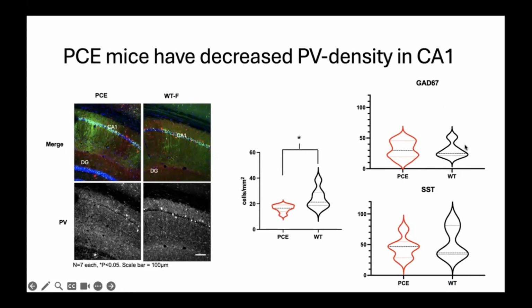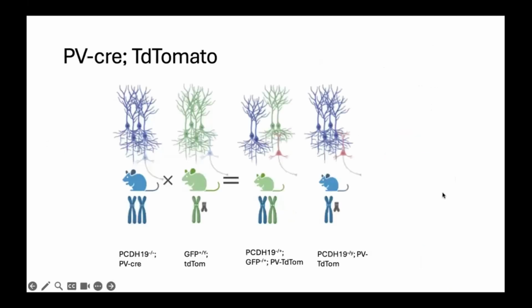In looking at multiple different interneurons that are present in the hippocampus, we really found a significant difference in the parvalbumin cells. Parvalbumin positive cells are the most common of the inhibitory interneurons. And we do see a decrease in the number of parvalbumin positive interneurons in the PCE mice compared to their wild type female controls. The same was not true for cells that were positive for GAD67 or somatostatin.